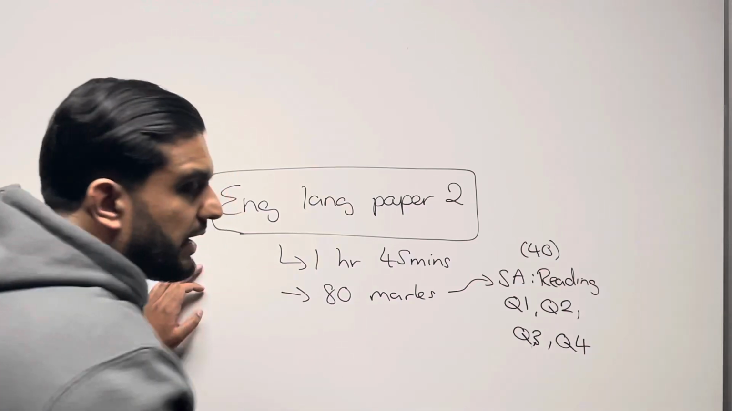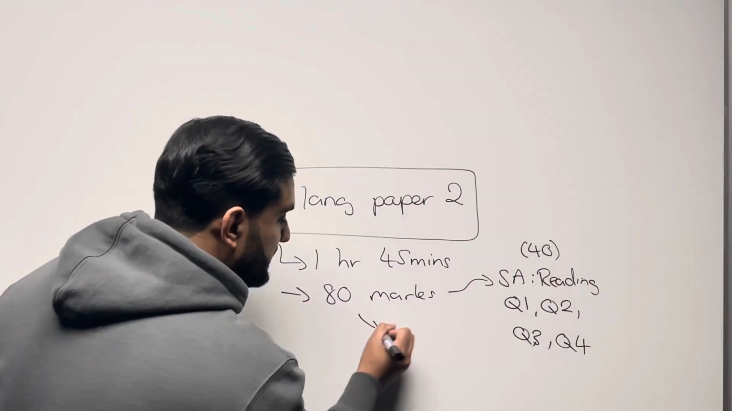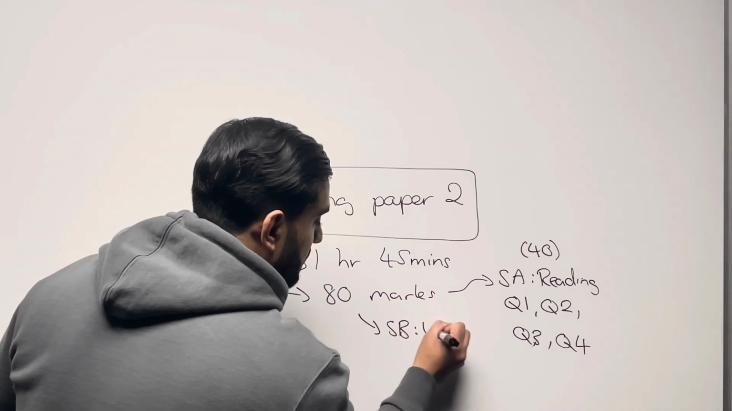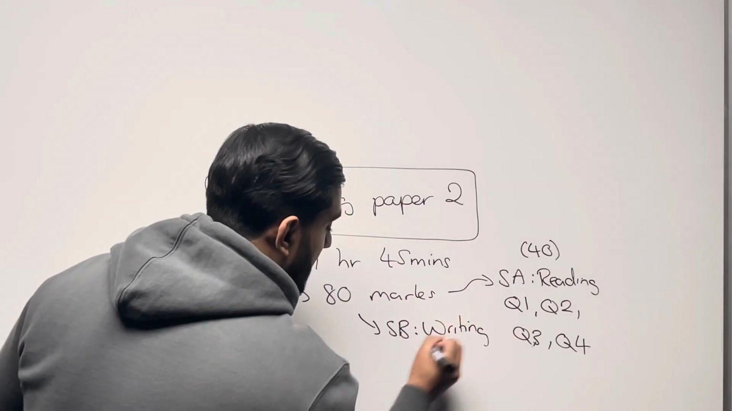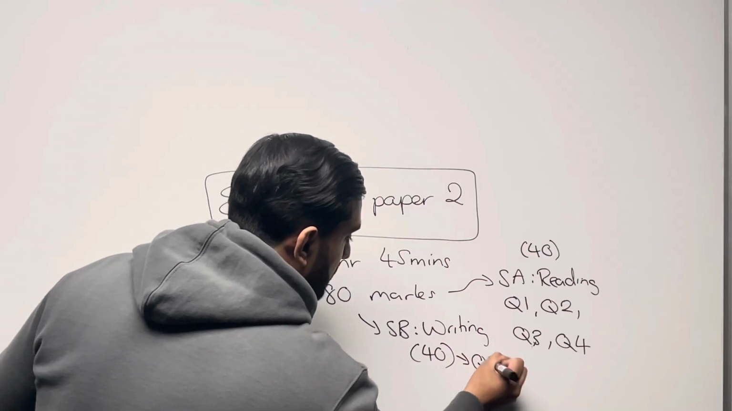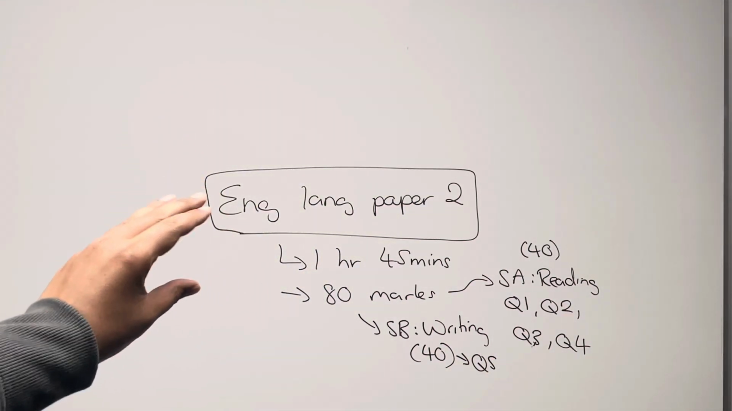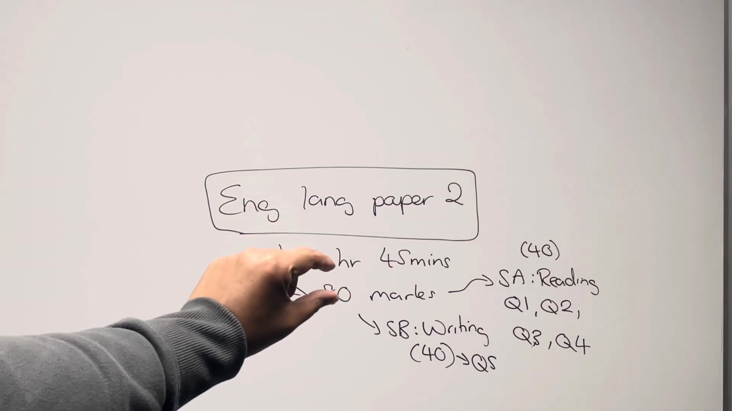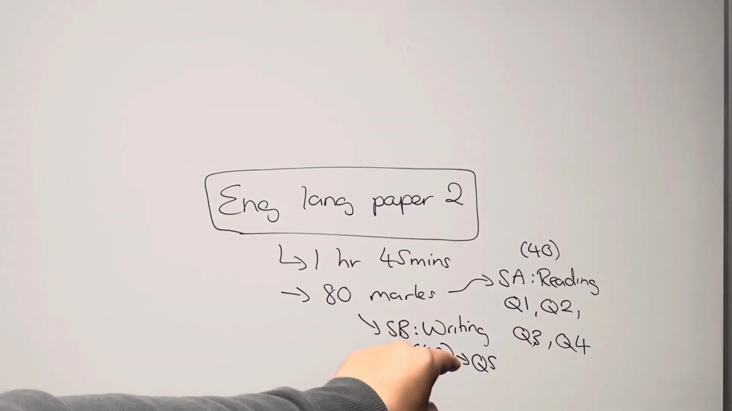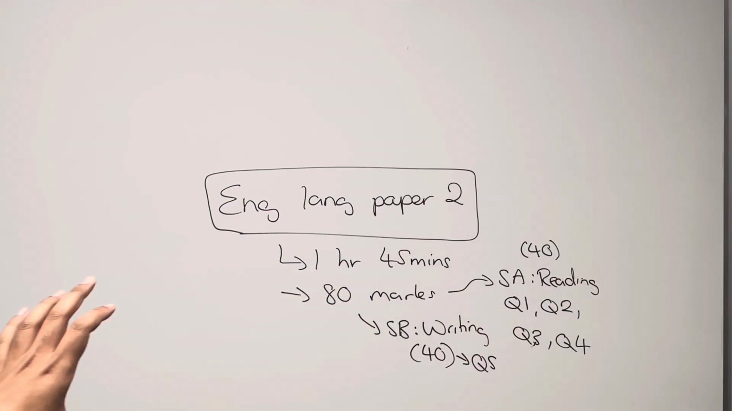Then we have section B, known as the writing section, which is also worth 40 marks, and this looks at question number 5. So 1 hour 45 minutes is the entire exam. It's worth 80 marks, 40 marks for question 5, and 40 marks for questions 1, 2, 3, and 4.